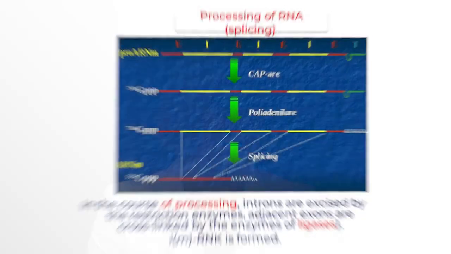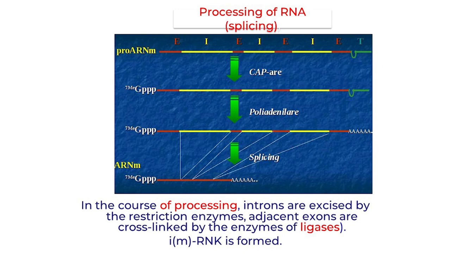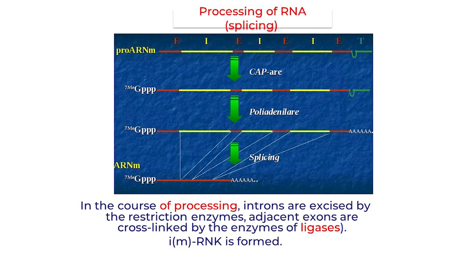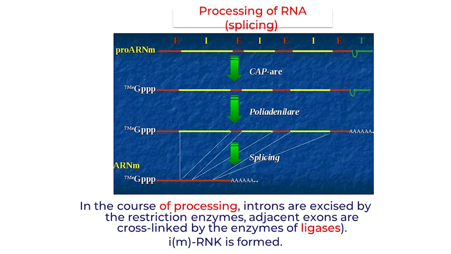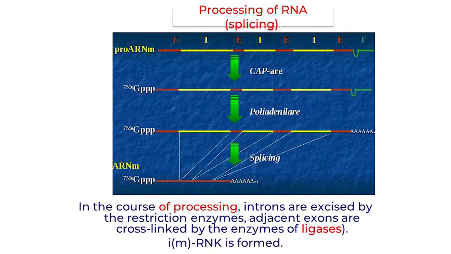The pre-mRNA undergoes processing and splicing. In the course of processing, introns are excised by the restriction enzymes. Adjacent exons are cross-linked by the enzymes called ligases. So mRNA, or messenger RNA, is formed. The next phase of protein biosynthesis is translation.